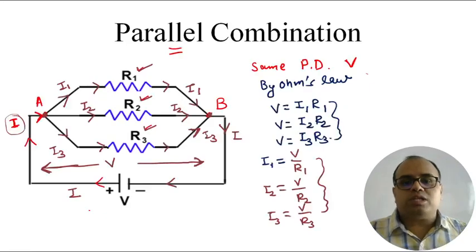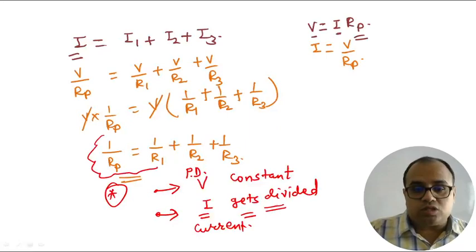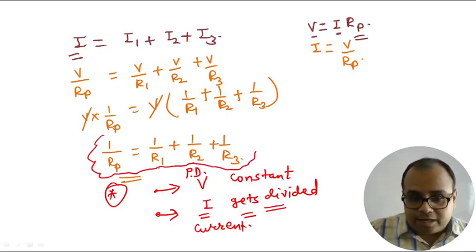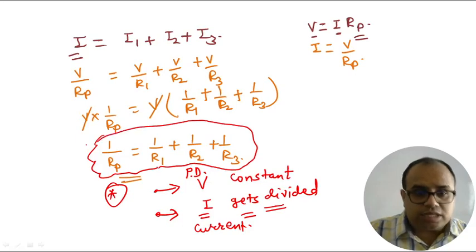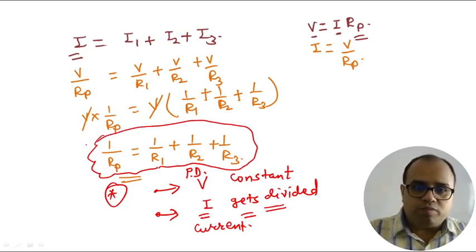So these are two extremely important points which you are supposed to know. And this is the expression for the parallel combination of resistors, which I am just highlighting. I hope that this expression and the derivation are clear to you. Thank you.